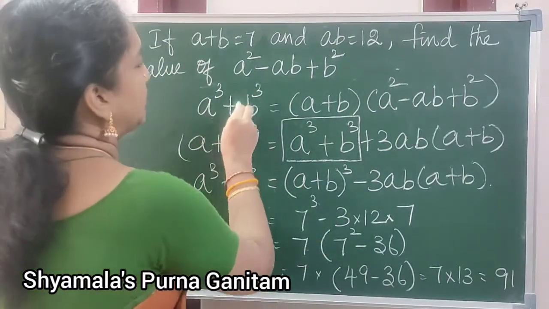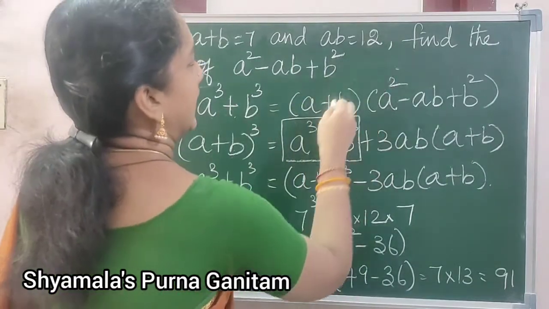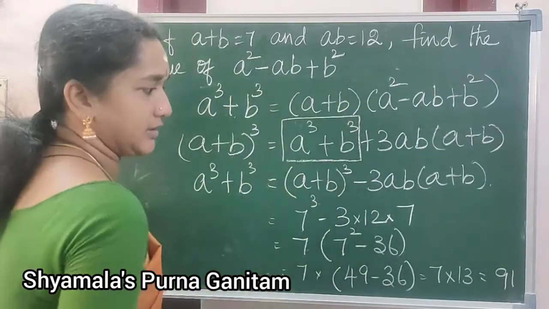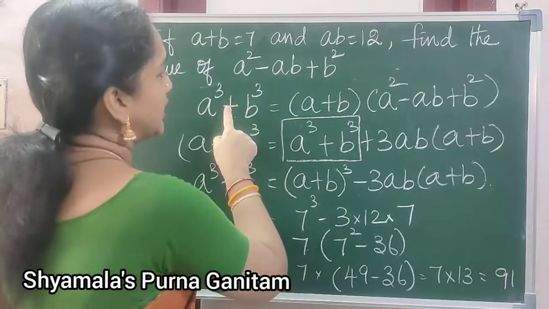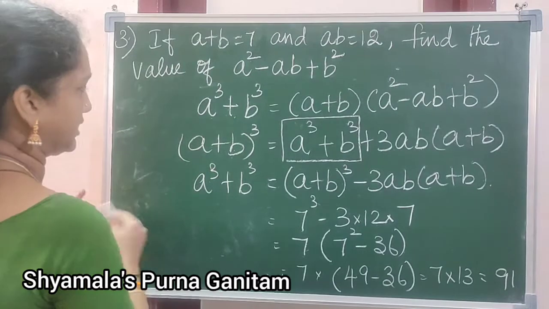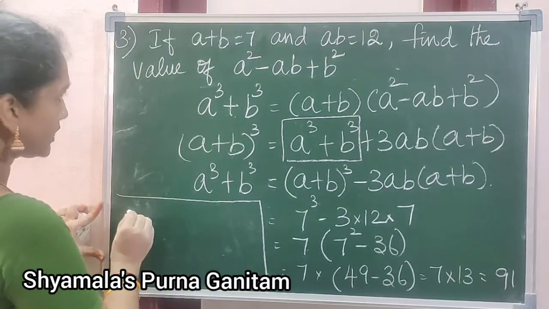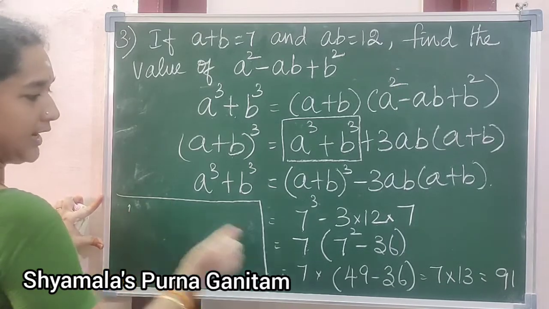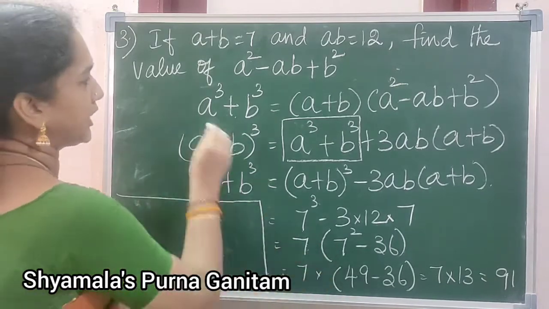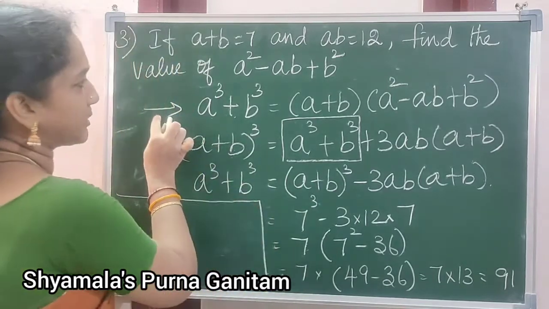Then a cube plus b cube is 91, we will substitute here, and a plus b value is 7. Okay, so 91 divided by 7 is 13. That is the answer. Wait. So I will substitute it. The a cube plus b cube value, I am substituting it here.